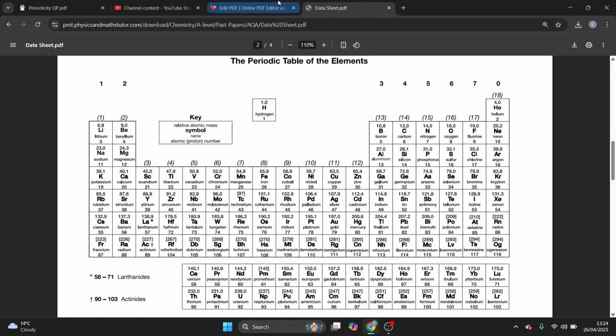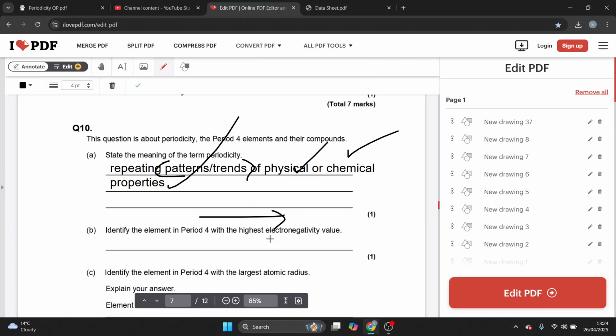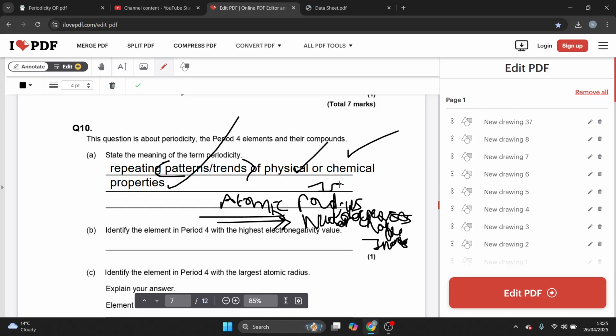So what do I know here? I know that the same thing applies. Across the period, atomic radius decreases. Nuclear charge increases because the number of protons increases. Similar shielding, but I ain't gonna write that down. And therefore, first ionization energy increases. Okay. First I.E. increases.